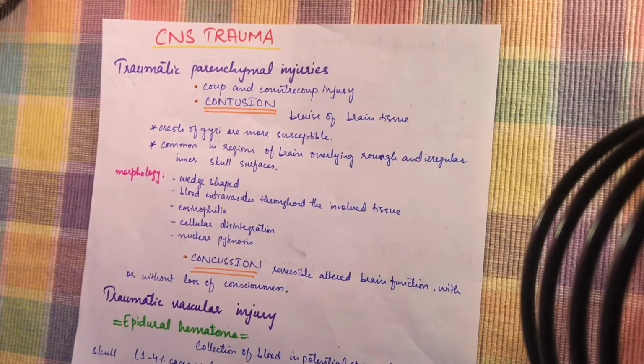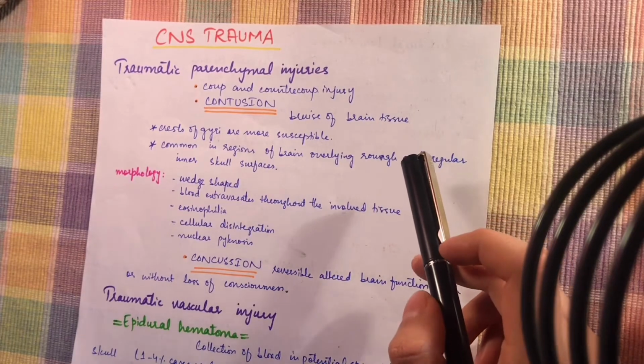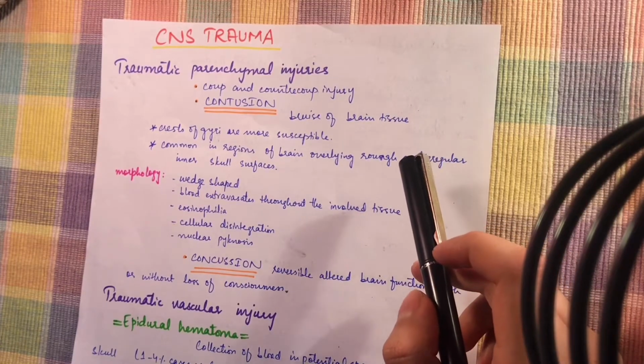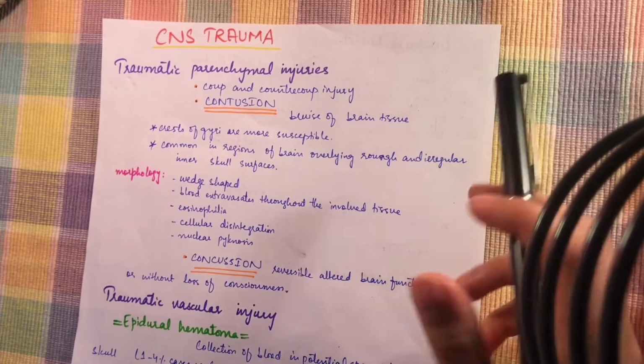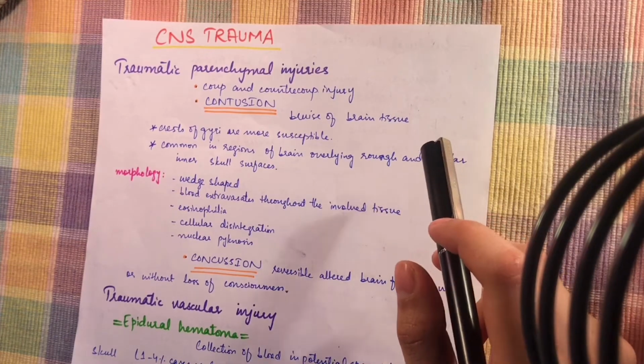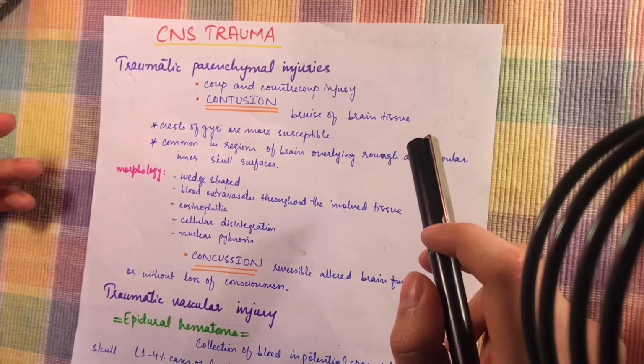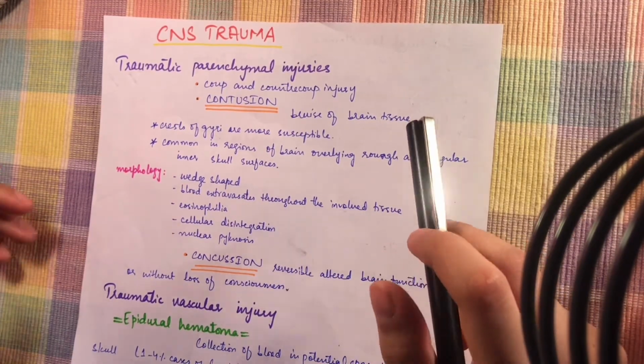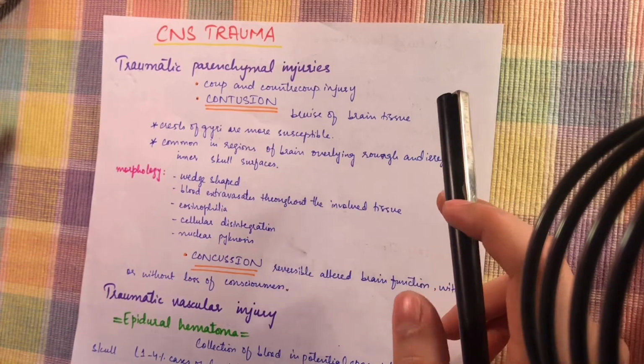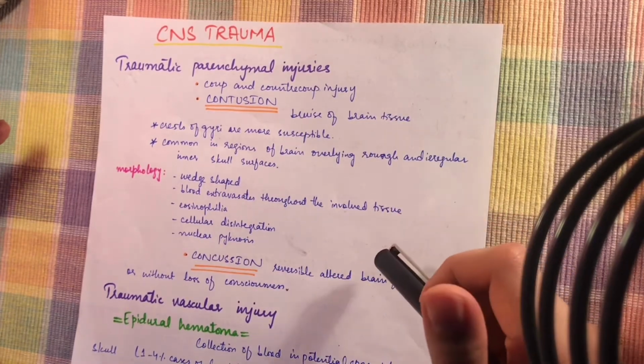Everyone, today we're going to talk about central nervous system trauma. Central nervous system trauma is trauma to the brain and spinal cord, and that is lethal. When the brain is damaged, the injuries may involve the parenchyma or the vasculature or both. That's why CNS trauma is further divided into traumatic parenchymal injuries and traumatic vascular injuries.